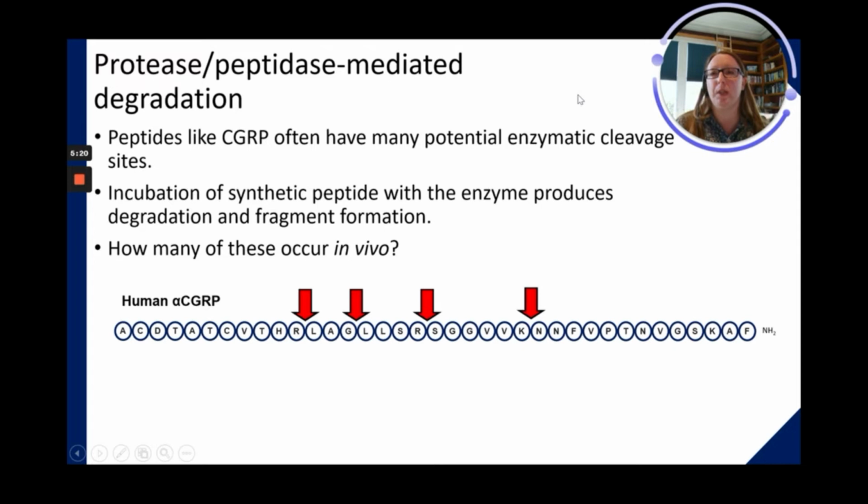You also then have protease or peptidase-mediated degradation. So many peptides, like CGRP, often have enzymatic cleavage sites. These red arrows indicate sites of enzyme recognition within the human alpha CGRP sequence. And we know that incubation of the synthetic peptide with different enzymes can produce degradation and formation of fragments of the parent peptide. And those fragments are then not expected to be active, so another means of controlling the biology. But what we aren't sure about is how many of these actually occur in vivo, but it's something to bear in mind.